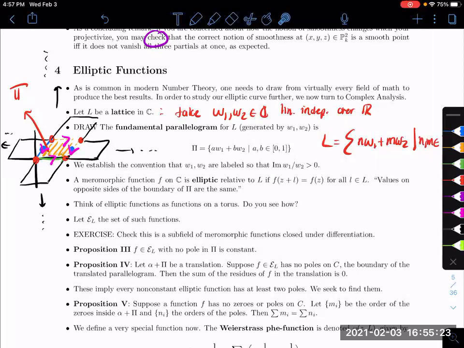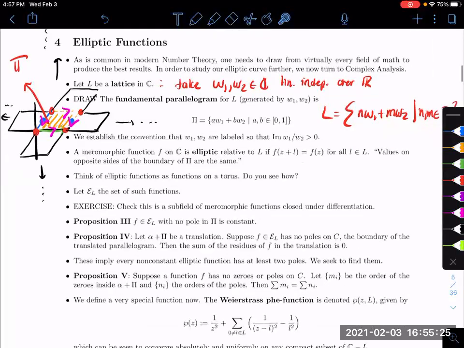Okay. And starting next time, we'll use this notation: capital script E sub L will be the set of elliptic functions for a lattice. If you'd like, in the meantime, here's a good exercise. I'll end with this. Why don't you check this is actually a subfield of all meromorphic functions, and then check that it's also closed under differentiation. So we will need both of those facts, and neither one of them is very hard to check.